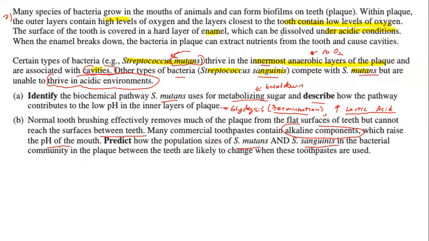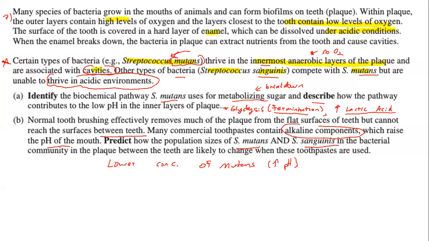Okay, so a couple of things about this one. You got to go back and see really what this passage tells you. So the key thing on this is that it would actually lower the concentration of the mutans because you're actually increasing the pH.